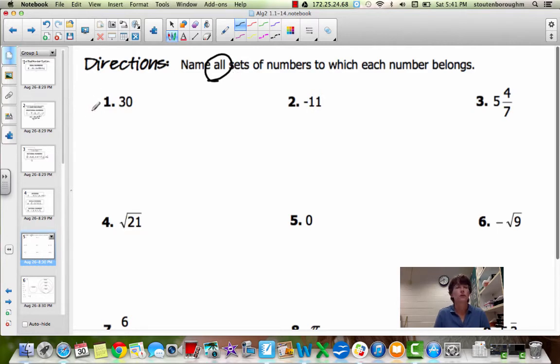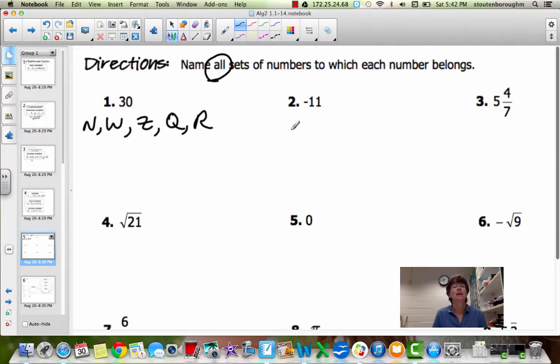So we start with 30, and I would say that 30 is a natural number, so we're going to give it an N. That makes it a whole number, so I'll give you a W. Makes it an integer, a Z. It makes it a rational number, with a Q. It is not irrational, but it is a real number. So we have an N, a W, a Z, a Q, and an R. Let's move over to number 2.